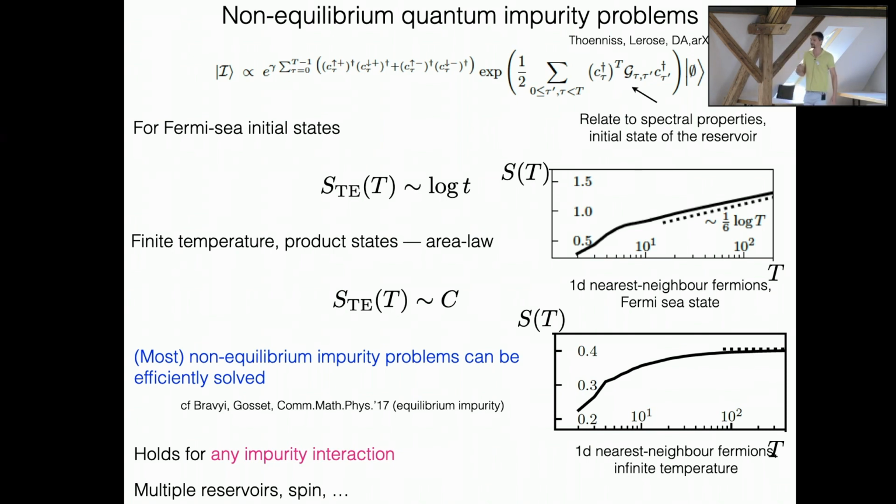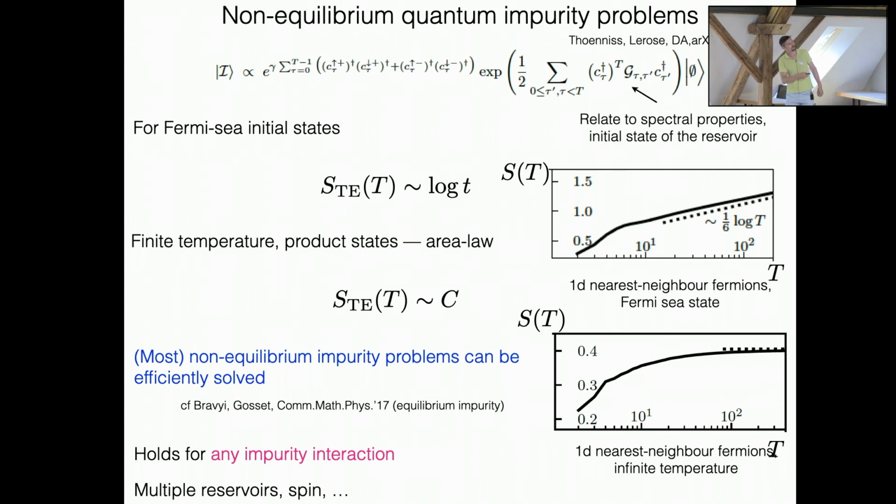And so what we have done so far, we have shown that the scaling of temporal entanglement is indeed favorable. Generally, the influence functional of the non-interacting reservoirs has this quadratic form, where, just like for the Ising model, we relate this kernel to the spectral properties and the initial state of the reservoir. So this is, of course, extremely closely related to the Keldysh-Green's functions. And then what we find is that for Fermi sea-type initial states, temporal entanglement scales logarithmically in time.